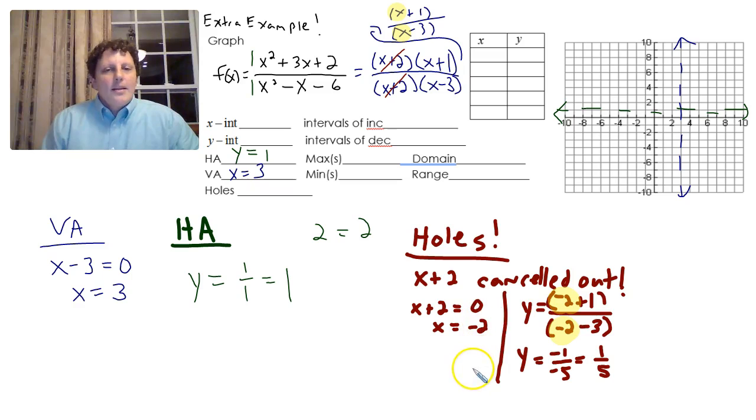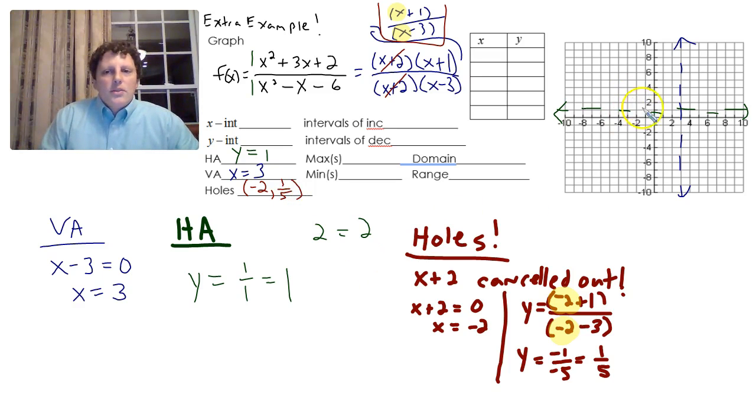I'm going to plug that negative 2 into the reduced form of the function. So remember, when we reduced it, we ended up here with x plus 1 over x minus 3. Well, for x, I plugged in negative 2, the x value of the hole, to get negative 1 over negative 5 when I reduce the fraction. Well, negative divided by negative is positive, so that's going to be positive 1/5. So the hole is going to be at negative 2, comma, 1/5.